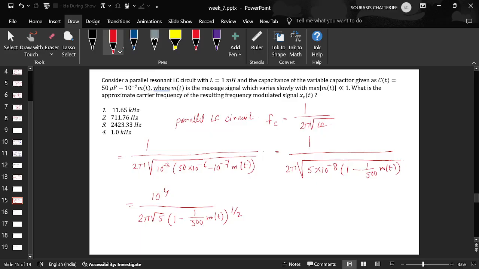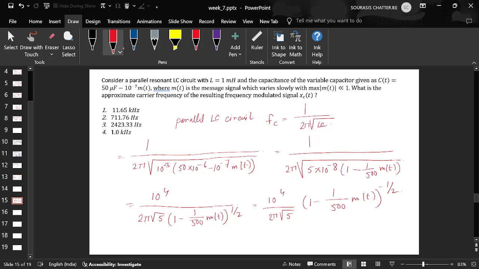to the power minus half. And then we have 10 to the power 4 over 2 pi square root of 5, this part we keep as common, and then we have 1 minus 1 over 500 mt to the power minus half here.